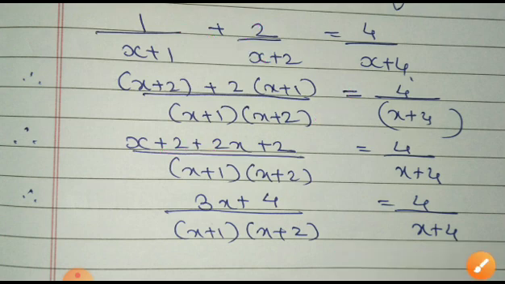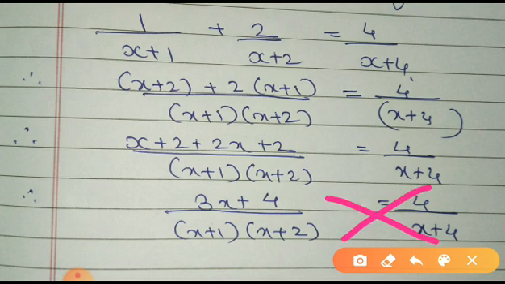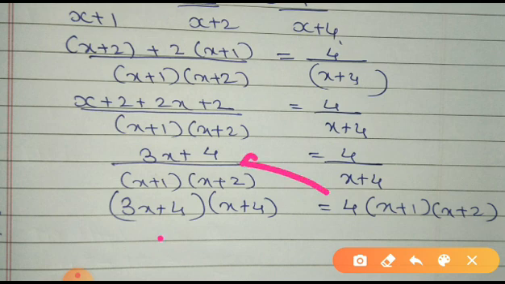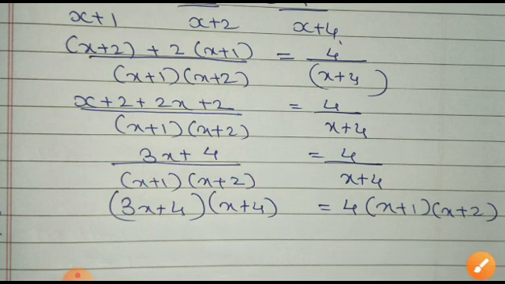So I have now got 3x plus 4 by x plus 1 into x plus 2, that is the same as 4 by x plus 4. Now what to do again? I don't want anything in the denominator, so again just multiply like this, cross. So I will get 3x plus 4 into x plus 4 and 4 into this bracket. That is what we will get here.